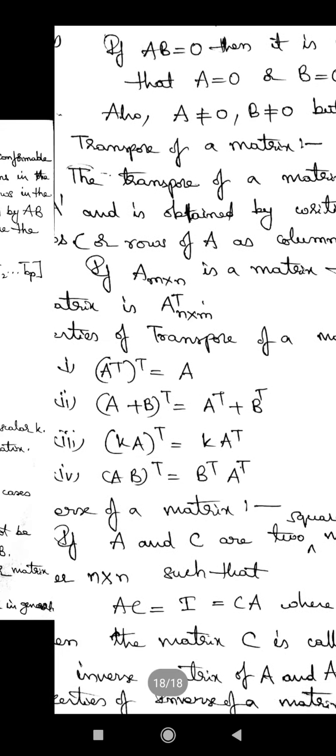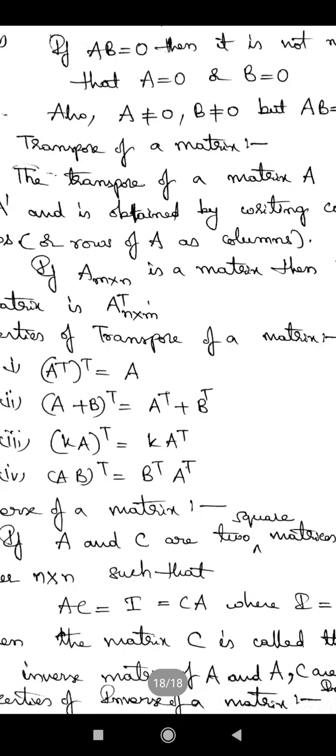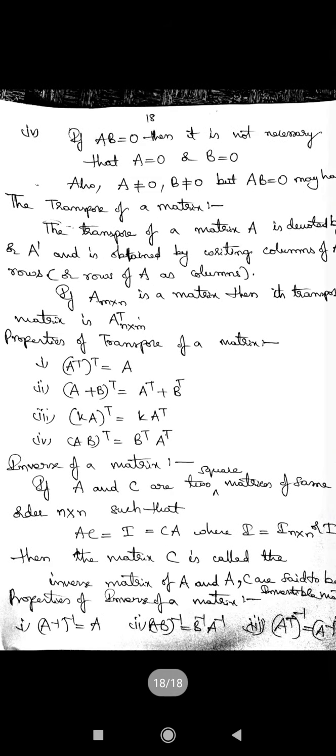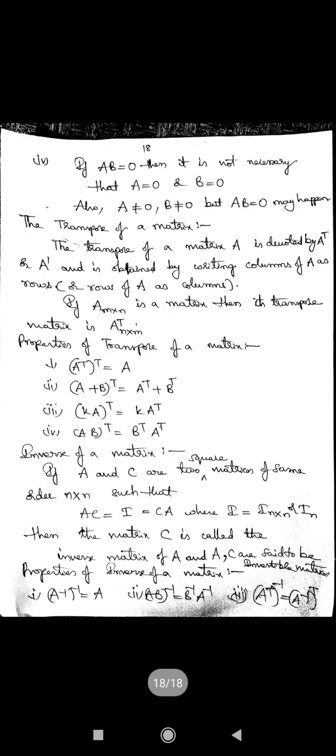but still we can show that the product AB is equal to a zero matrix. Next, the definition that we have to know at this point is the transpose of a matrix. The transpose of a matrix A is denoted by A power T or A dash, and it is obtained by writing the columns of A as the rows.